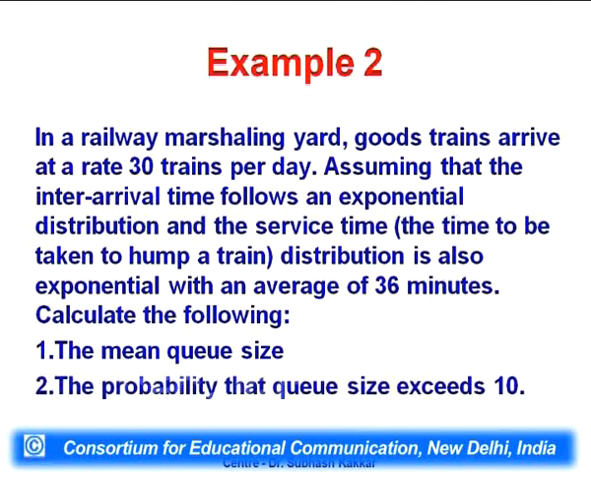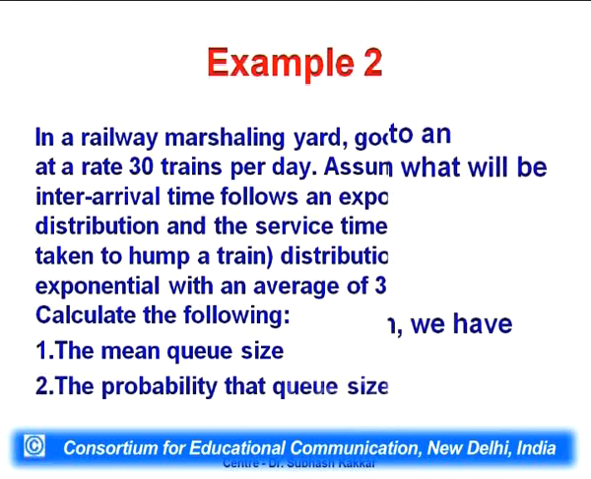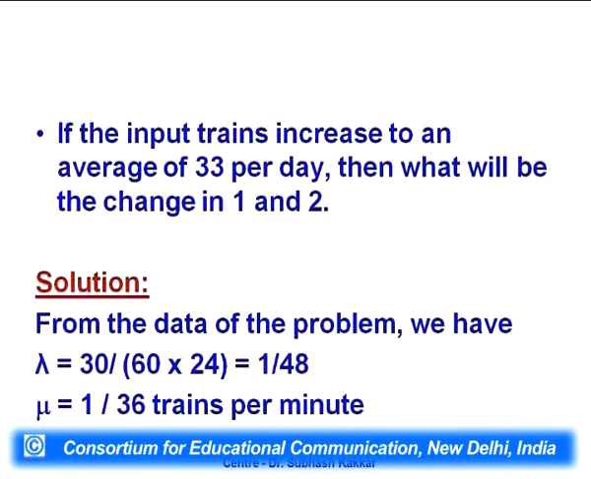So, we will see how to solve this problem. If the input trains increase to an average of 33 per day, then what will be the change in the first answer and the second answer? There are 3 questions which are to be answered.